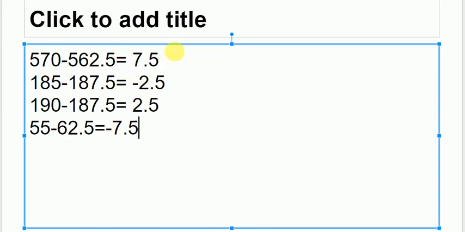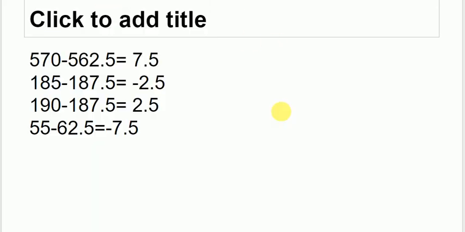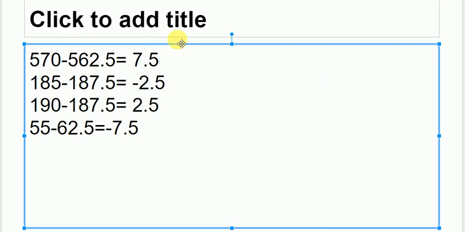So now we can simply square these numbers because that's the next step in my equation. Again, if you're using the chart, you would take the difference and you would square it, because that's the next step. Or if you're using the equation, you can do what I'm doing and just write this out. So let's do 7.5 times 7.5. We're going to square that, and that's going to give me 56.25.